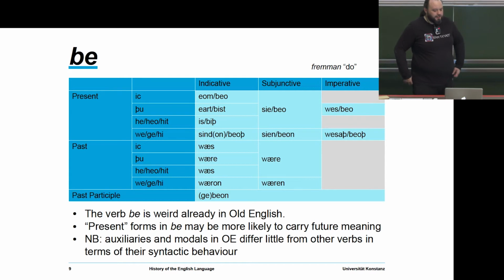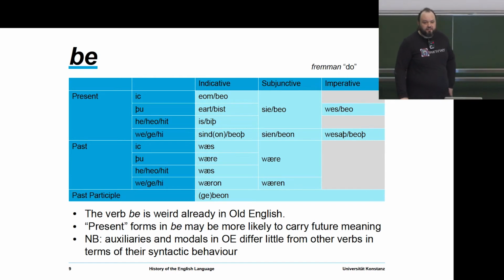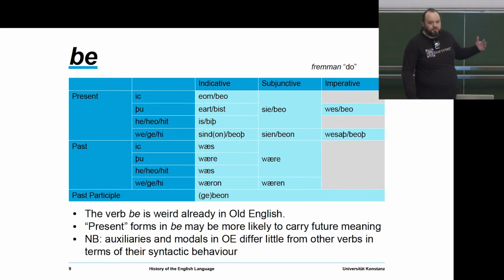Here's the form to be. So this is just here because when you read Old English texts, this is the single most frequent verb you will ever encounter. Just like in most languages, to be, the copula, is the normal verb, the most frequent verb that you will find.